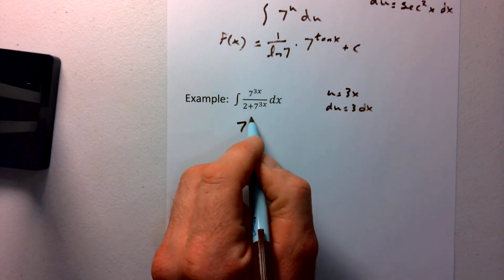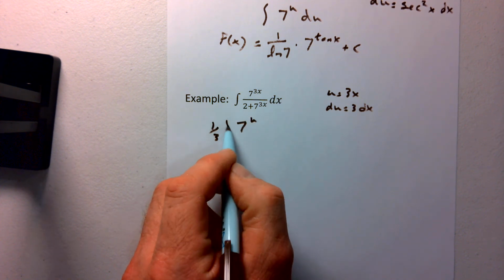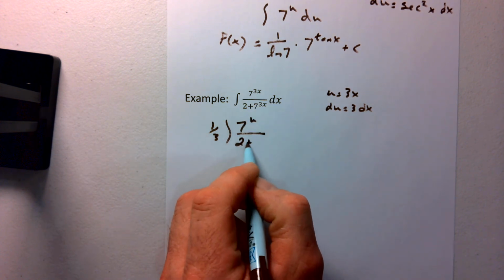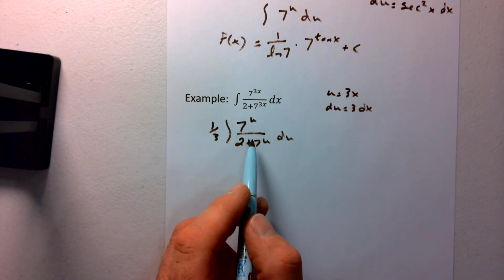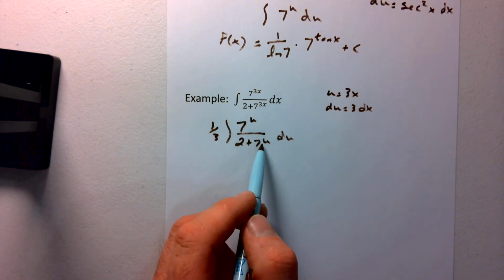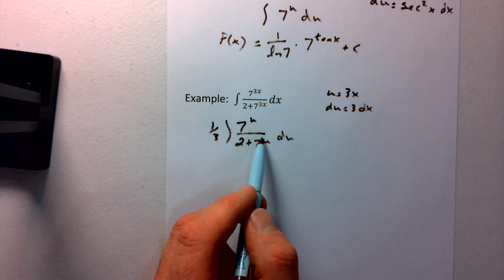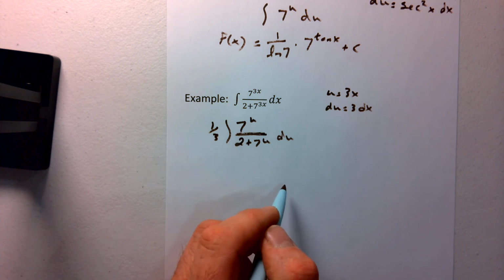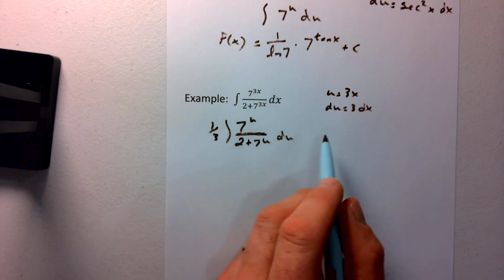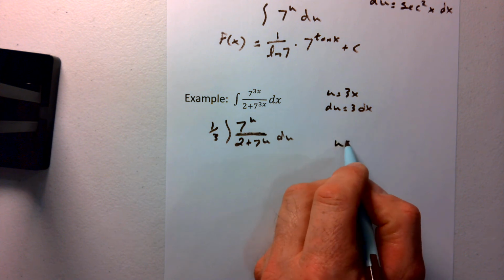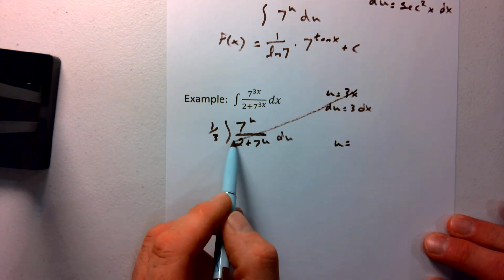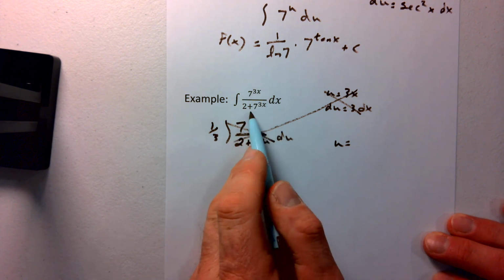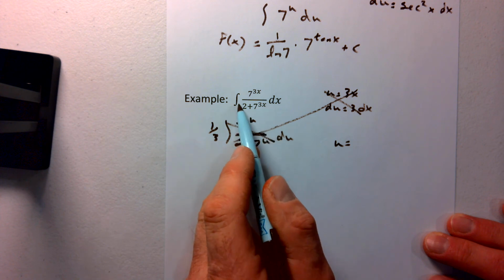I probably should write that out there. So we'd have 1/3 the integration, from that 3 coming in, of 7 to the u over 2 plus 7 to the u du. That doesn't give me a whole lot to work with because I don't know the integration of a quotient at this point. So what we have to do is another substitution. Well, what happens if instead of this, let's go ahead and cross that out, what happens if we let u equal the more complicated part of this? Remember, the more complicated part would be maybe that denominator.